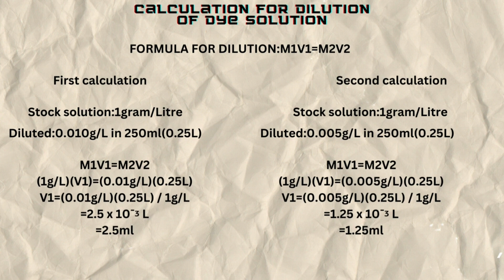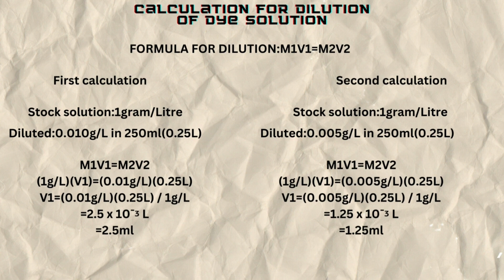Before we start the dilution process, we need to calculate using the dilution formula, which is M1V1 equals M2V2. As you can see, we make two calculations as a precaution, just in case our solution is too concentrated. We let the concentration of the stock solution, M1, be because we want to find it. M2 is the concentration that we want, and V2 is 0.25 liter or 250 mL.